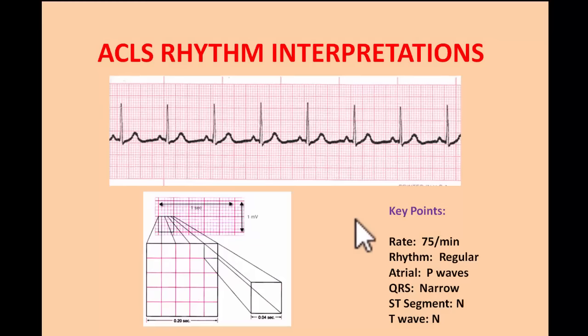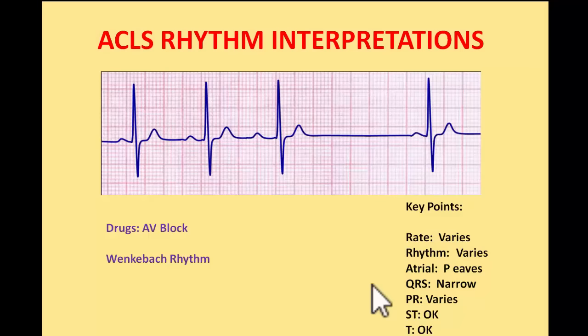So let's move to the next one. We talked about how to determine the rate based on the paper speed, which is 25 millimeters per 1 second. Okay, here, what do we have? First of all, we have P waves, all right? Then look at the PR intervals. The PR intervals are not constant. So that means we have varying PR intervals.